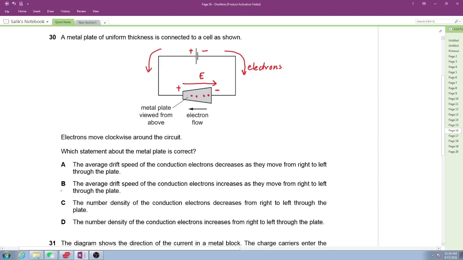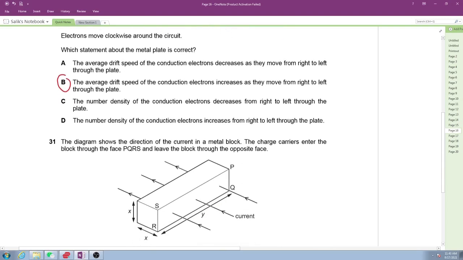If we see answer B, they said the average drift speed of conduction electrons increases as they move from right to left. This is the right side, this is the left side. So the average drift speed of the conduction electrons increases as they move from right to left through the plate. This is true since the current is in the opposite direction compared to the EMF orientation. So our correct answer is B.